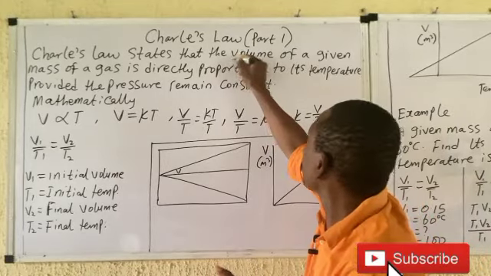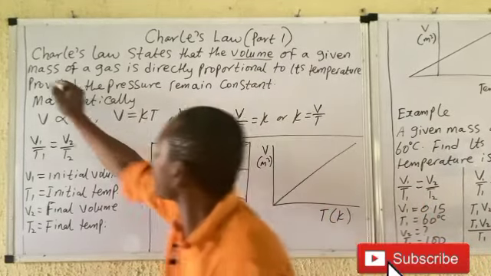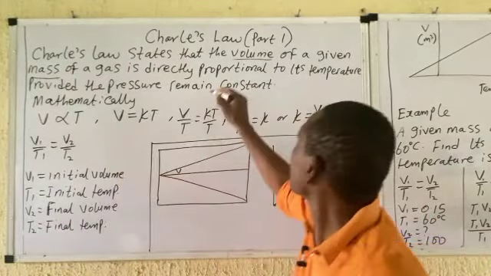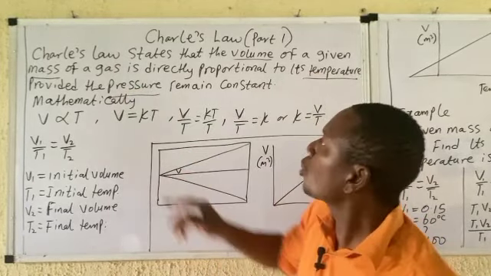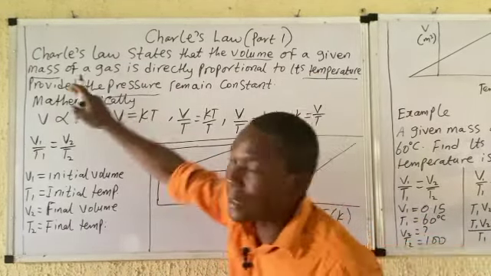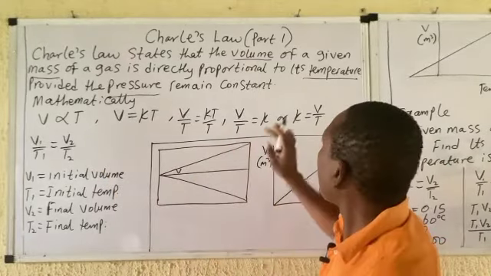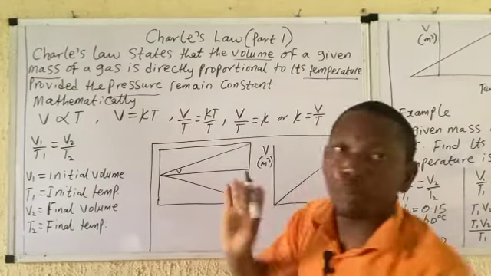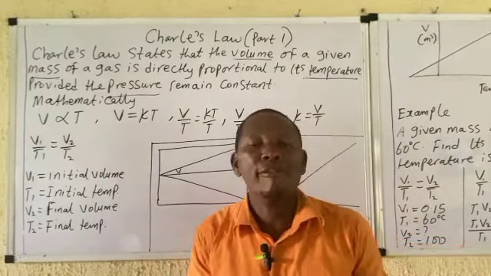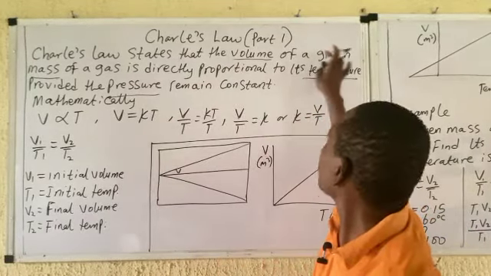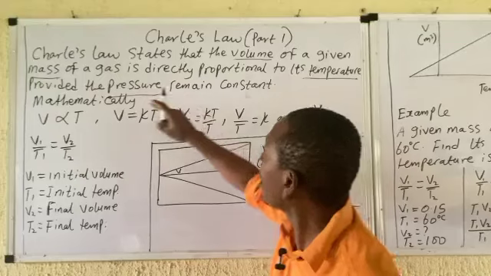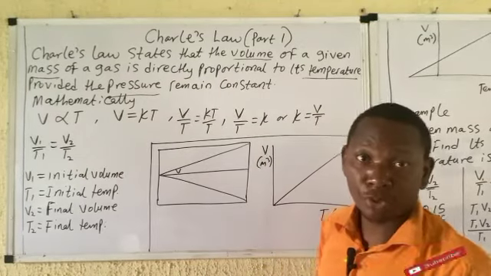So we highlight volume. Mass. Highlight mass. Temperature and pressure. Now, note that given mass is constant and pressure remains constant. So when you have mass constant and pressure constant, then we are talking about volume and temperature. You're actually talking about Charles' law.